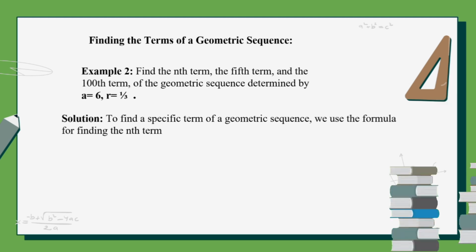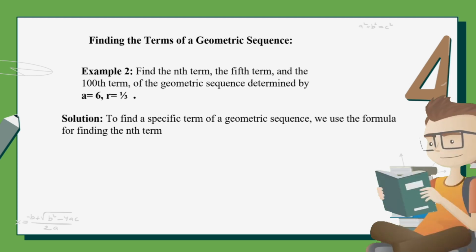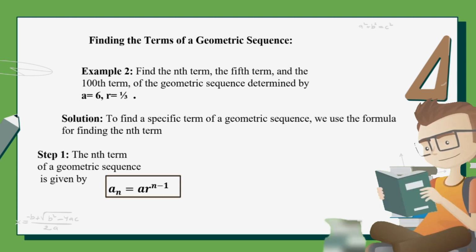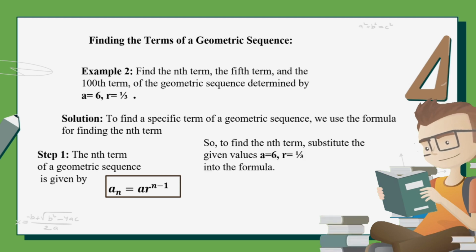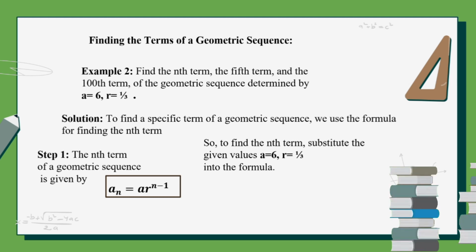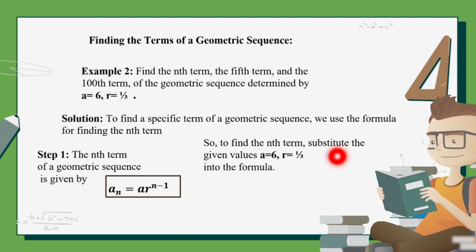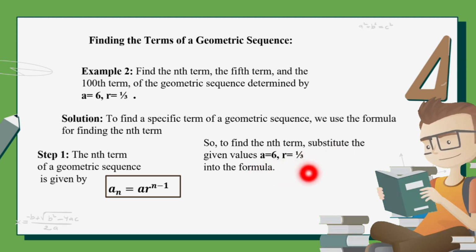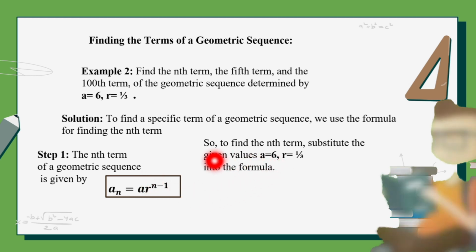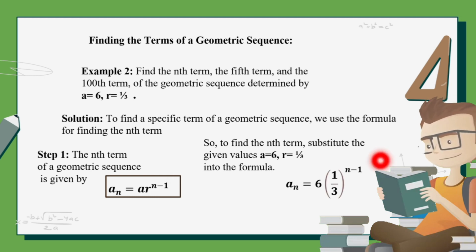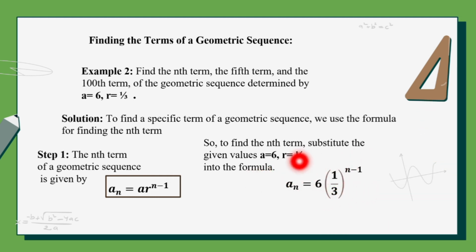To find the specific term of geometric sequence, we use the general formula for finding the nth term. Step 1. The nth term of a geometric sequence is given by a sub n is equal to a multiplied by ratio to the power n minus 1. So, to find the nth term, substitute the given values a is equal to 6, r is equal to 1/3 into formula. So, itong a and r, substitute natin siya dito, which is yung a magiging 6, yung r magiging 1/3 siya. So, just like this. Magiging ganito siya, guys.